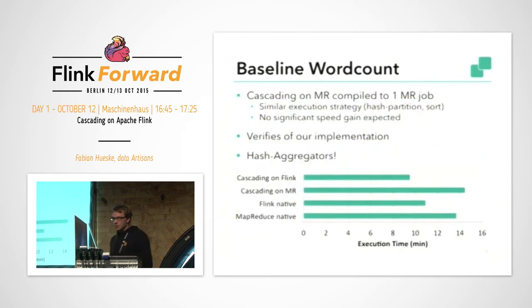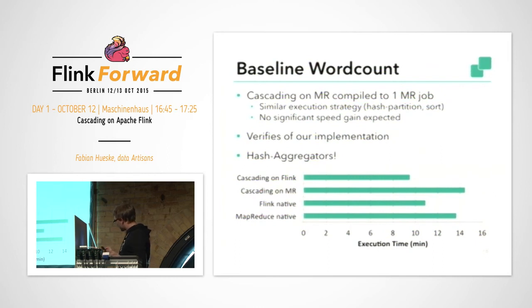As a baseline, we wanted to check how the very, very standard word count performs. We did that basically just to verify our own implementation, and see how it behaves against the MapReduce implementation, how bad the performance penalty of using Cascading on Flink is versus Flink native and MapReduce native and so on. And we didn't expect very, very significant speed gains here.